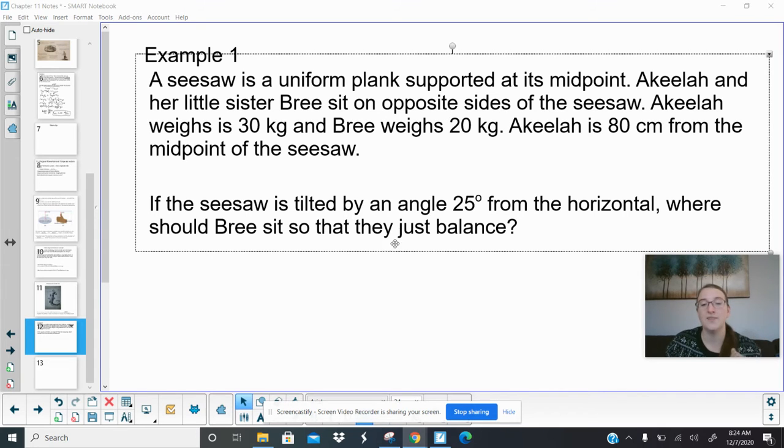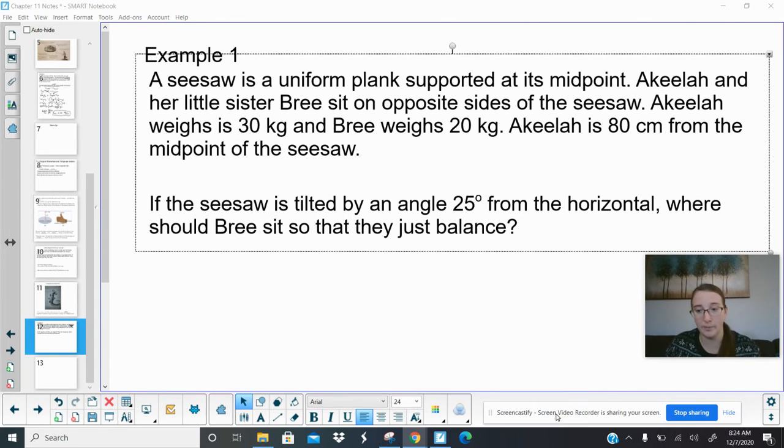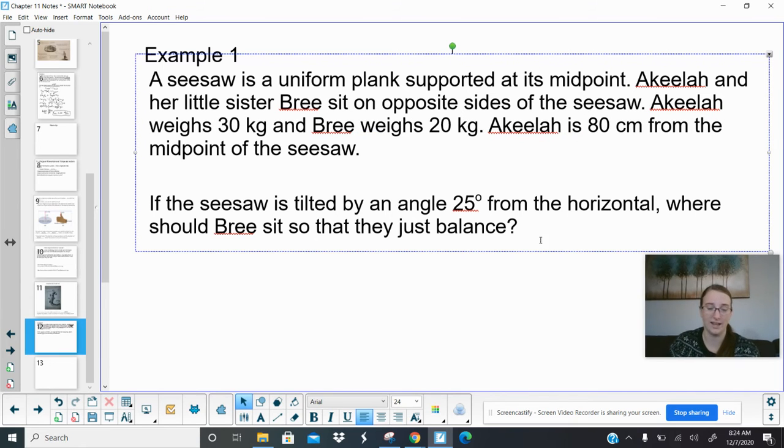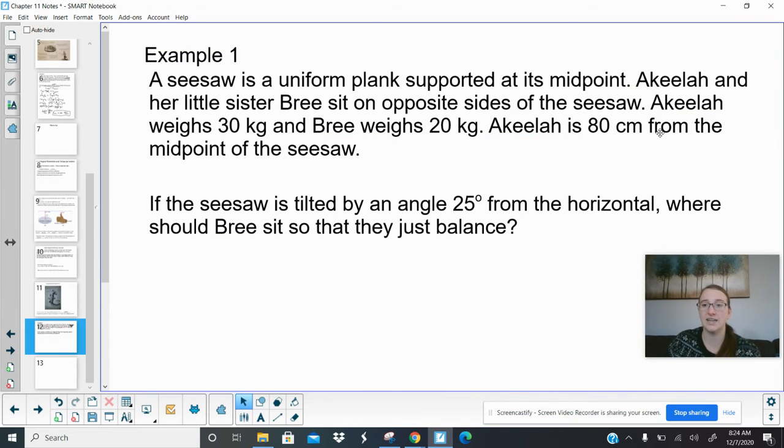We have a seesaw. This is a very common physics problem, especially with torque, or a plank balancing is a very common example. So a seesaw is a uniform plank supported at its midpoint. Aquila and her little sister Bree sit on opposite sides of the seesaw. Aquila weighs 30 kilograms and Bree weighs 20 kilograms. And Aquila is seated 80 centimeters from the midpoint of the seesaw.